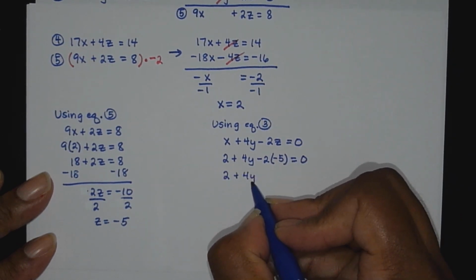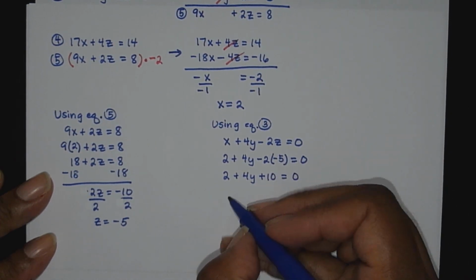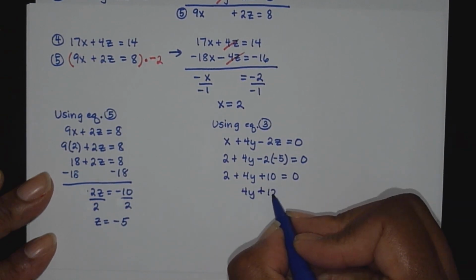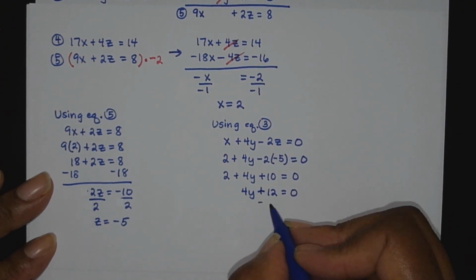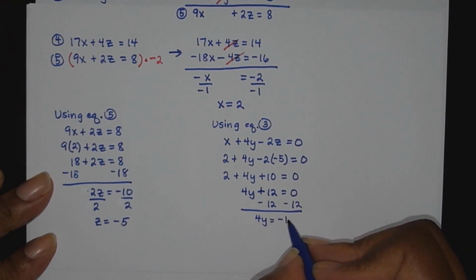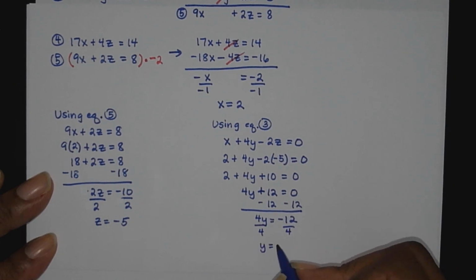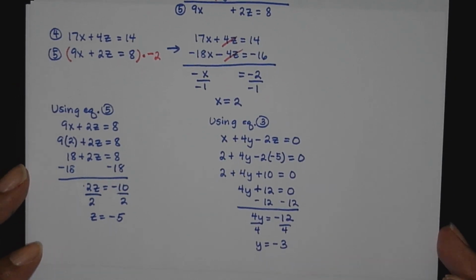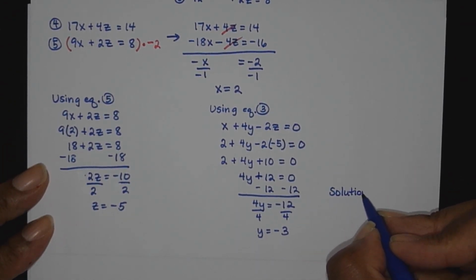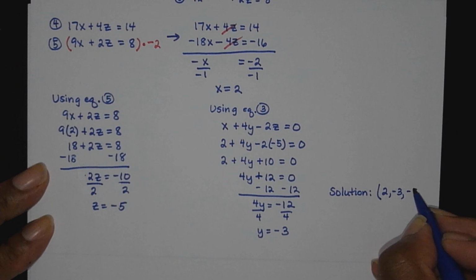Bring down the 2 plus 4y, and then minus 2 times a negative 5 would be plus 10, equal to 0. 2 plus 10 would be 12, so 4y plus 12 is equal to 0. Subtract 12. That means 4y is equal to negative 12. Divide by 4. Y is equal to negative 3. Okay? So the solution for this system of equations in 3 variables will be x is 2, y is negative 3, z is negative 5.